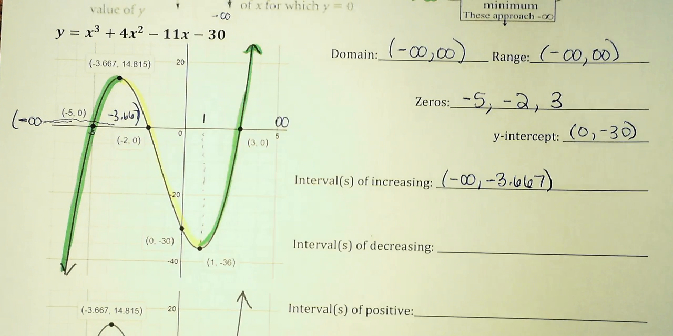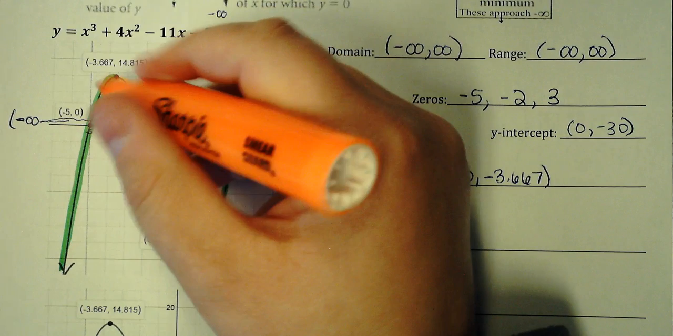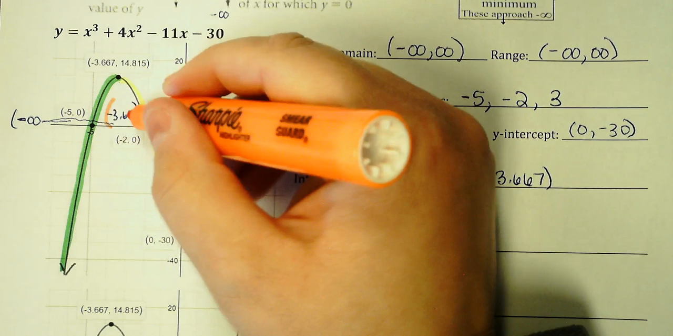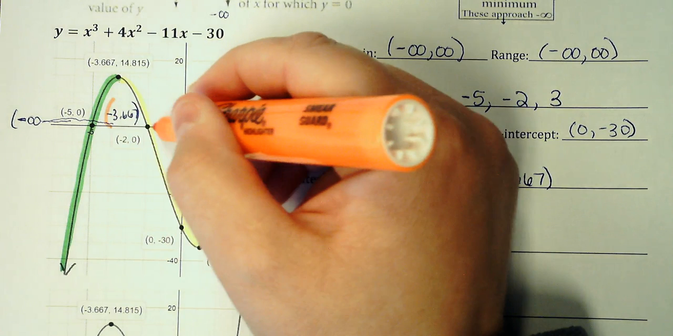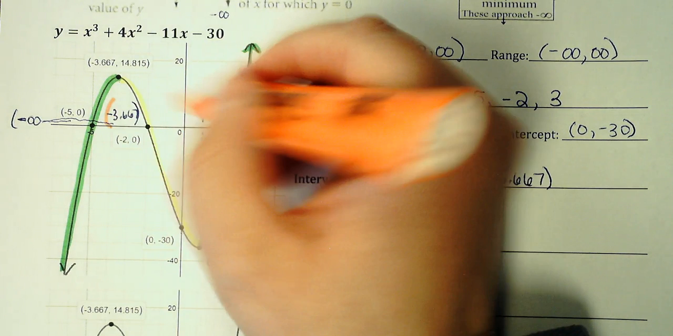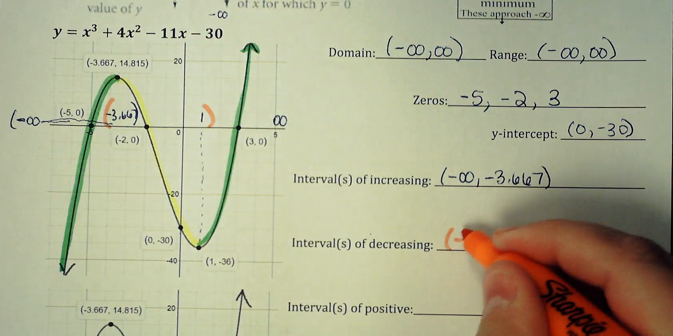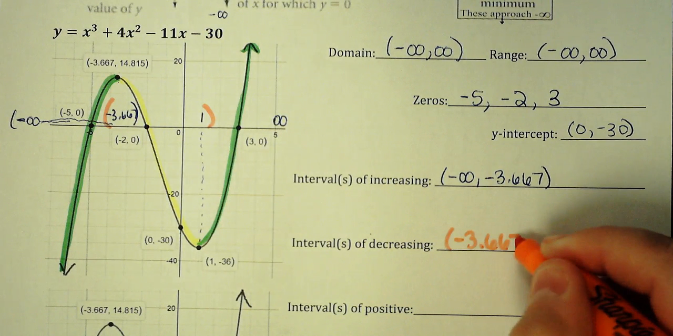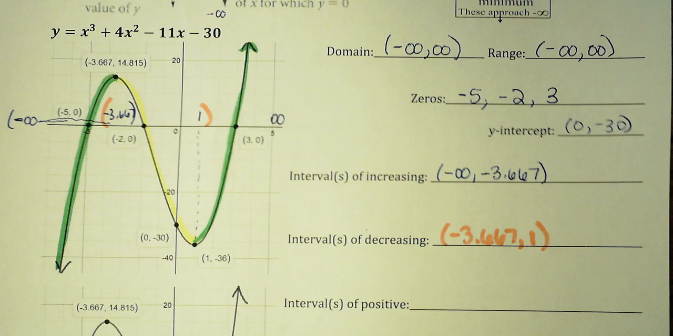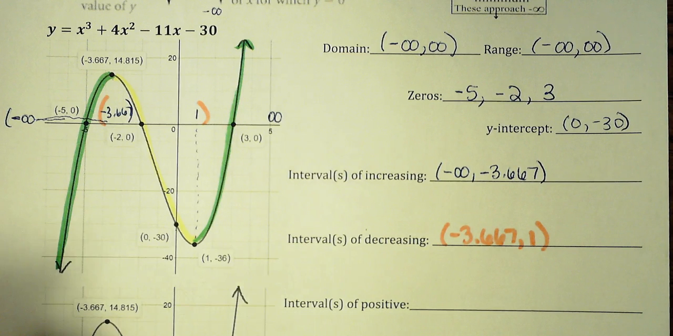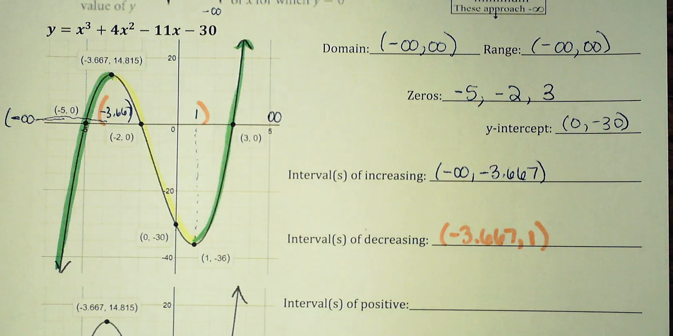Then where the graph is drawn down is decreasing. So let me grab a different color here. From the -3.667, as I'm traveling this way, all the way until I get over to the 1, that part of the graph is decreasing. So -3.667, comma 1. And these are going to be parentheses because when you get to that turning point, you're not considered to be increasing or decreasing because you're flat. So it's just going to be a parenthesis, no brackets here.